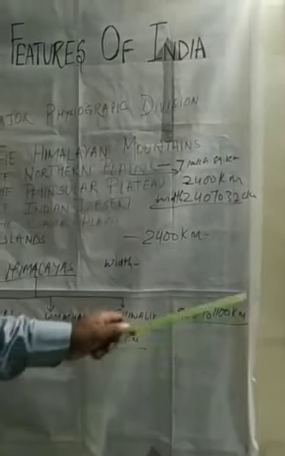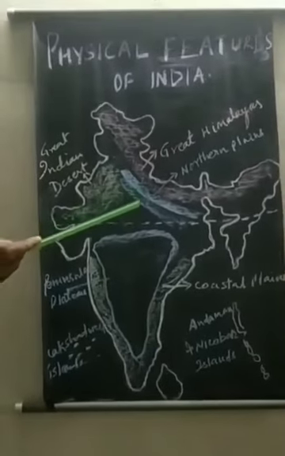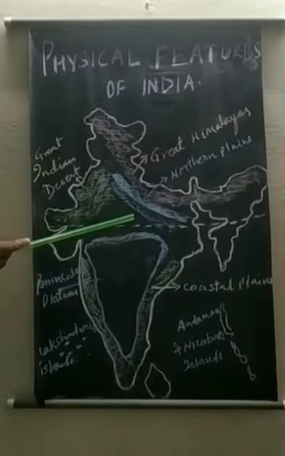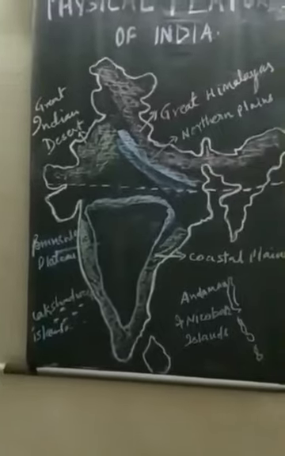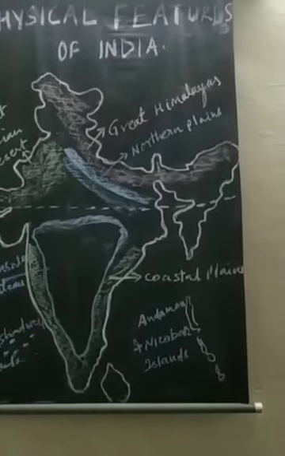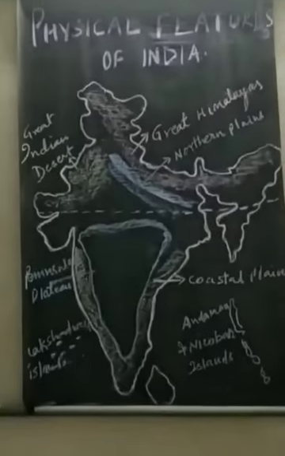It is a very densely populated region of India, agriculturally also very rich. It has rich soils combined with adequate water supply and favorable climatic conditions. It is agriculturally a very productive part of India.